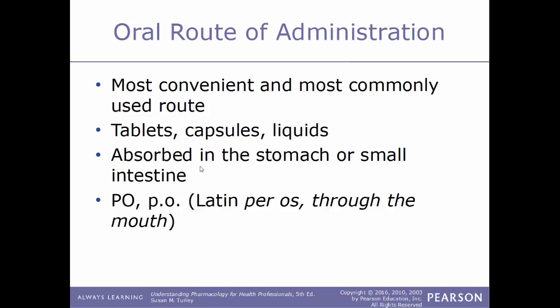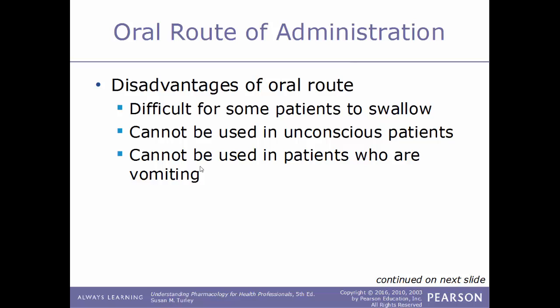The next route of administration we'll talk about is the oral route. This is the most commonly used and most convenient route of administration. This can include capsules or tablets or liquids, and these are absorbed in the stomach or in the small intestine. So when a drug is administered this way, it's described as being PO, which is Latin for per os, which means through the mouth.